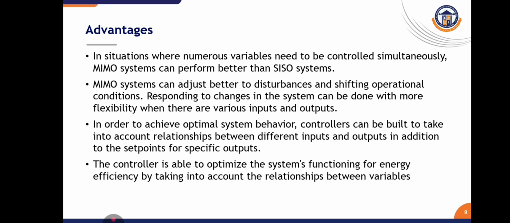So, advantages of MIMO systems. Numerous variables can be controlled simultaneously, with better handling of disturbances and shifting operating conditions. In order to achieve optimal system behavior, the controller takes into account the relationships between different inputs and outputs. The controller optimizes the system functioning and energy efficiency by taking into account the relationships between the variables.